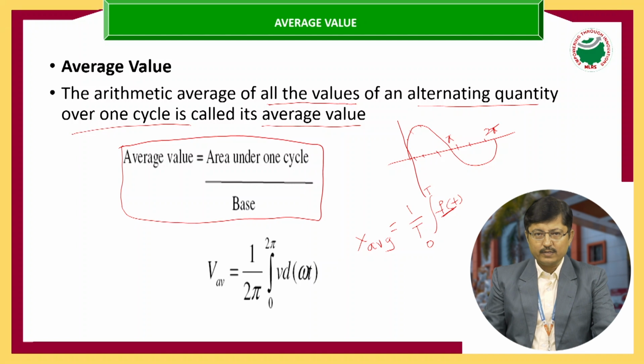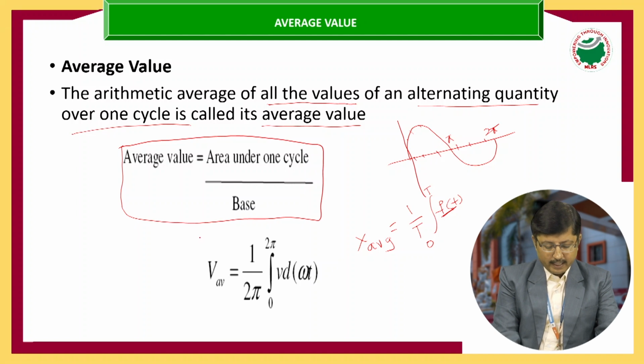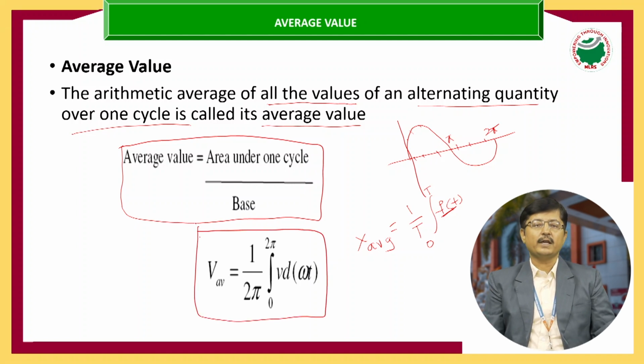For symmetrical waveforms, we calculate the average value only for half a cycle. This general expression is valid for all waveforms. For symmetrical waveforms, the average value over one complete cycle will be 0, because the positive half cycle quantities are matched by the same negative values. So the average value over one complete cycle will be 0.